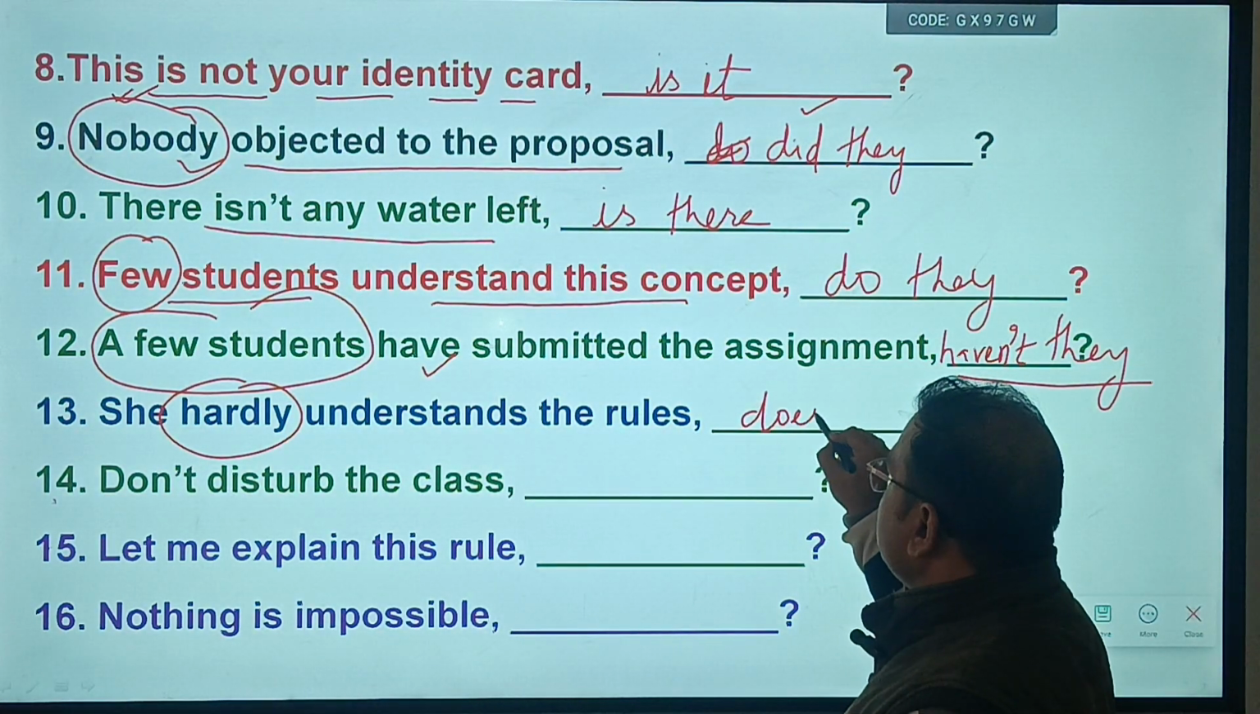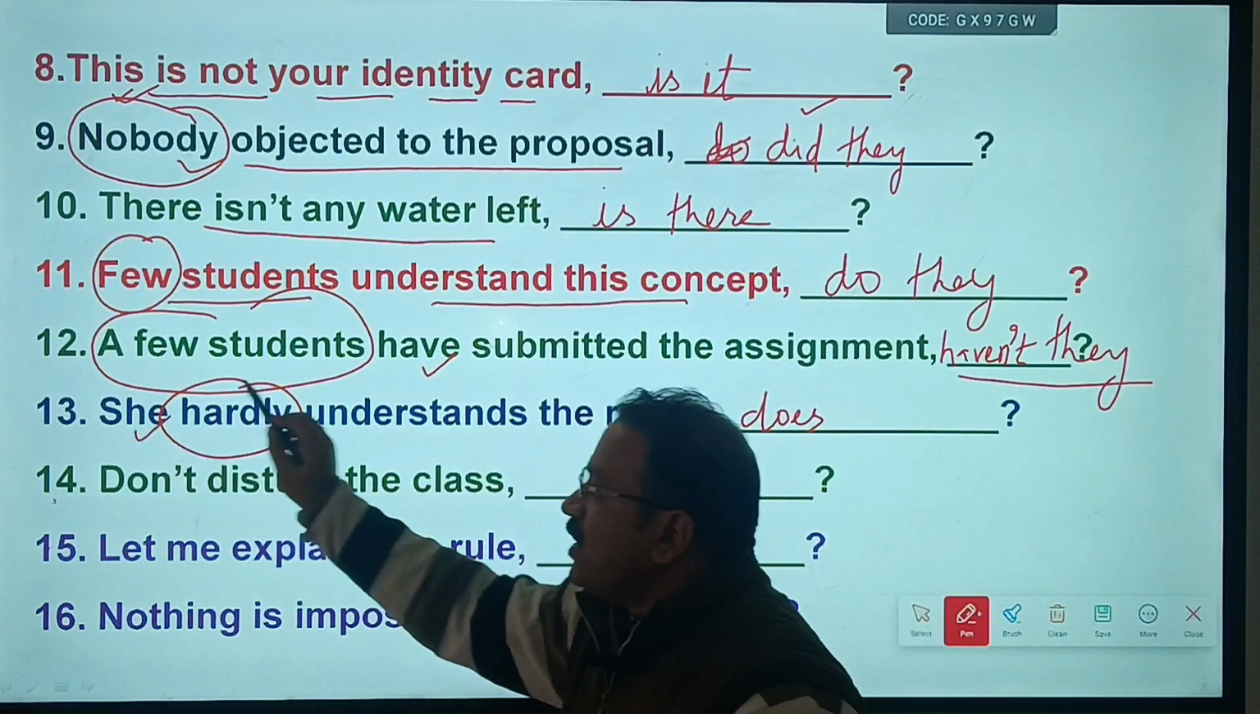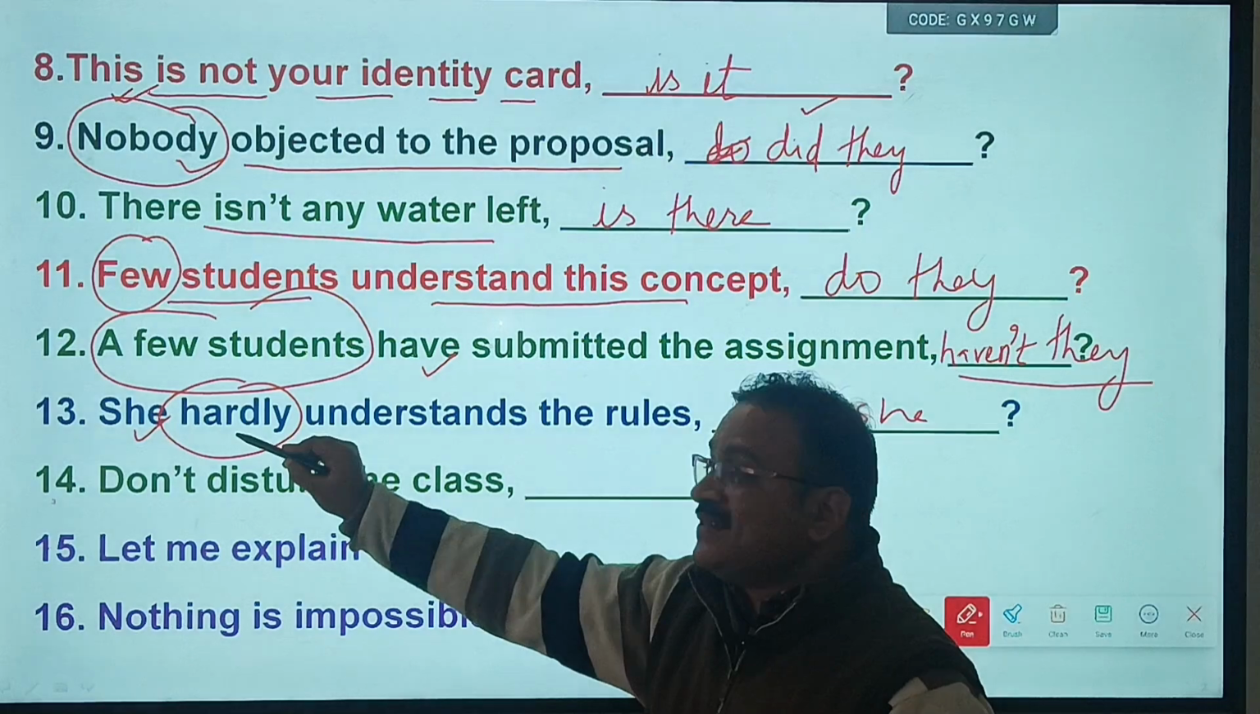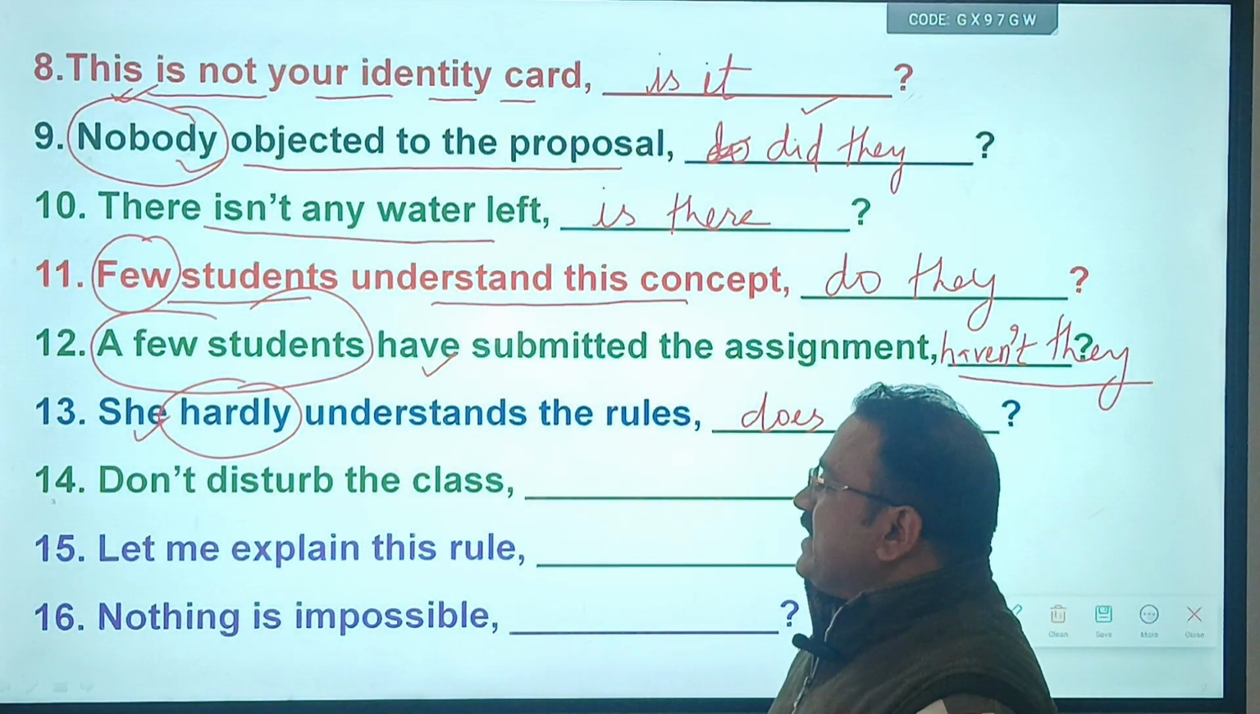Does, and the pronoun subject is what? She. Does she? Why not doesn't she? Because hardly is negative. Now don't disturb the class.